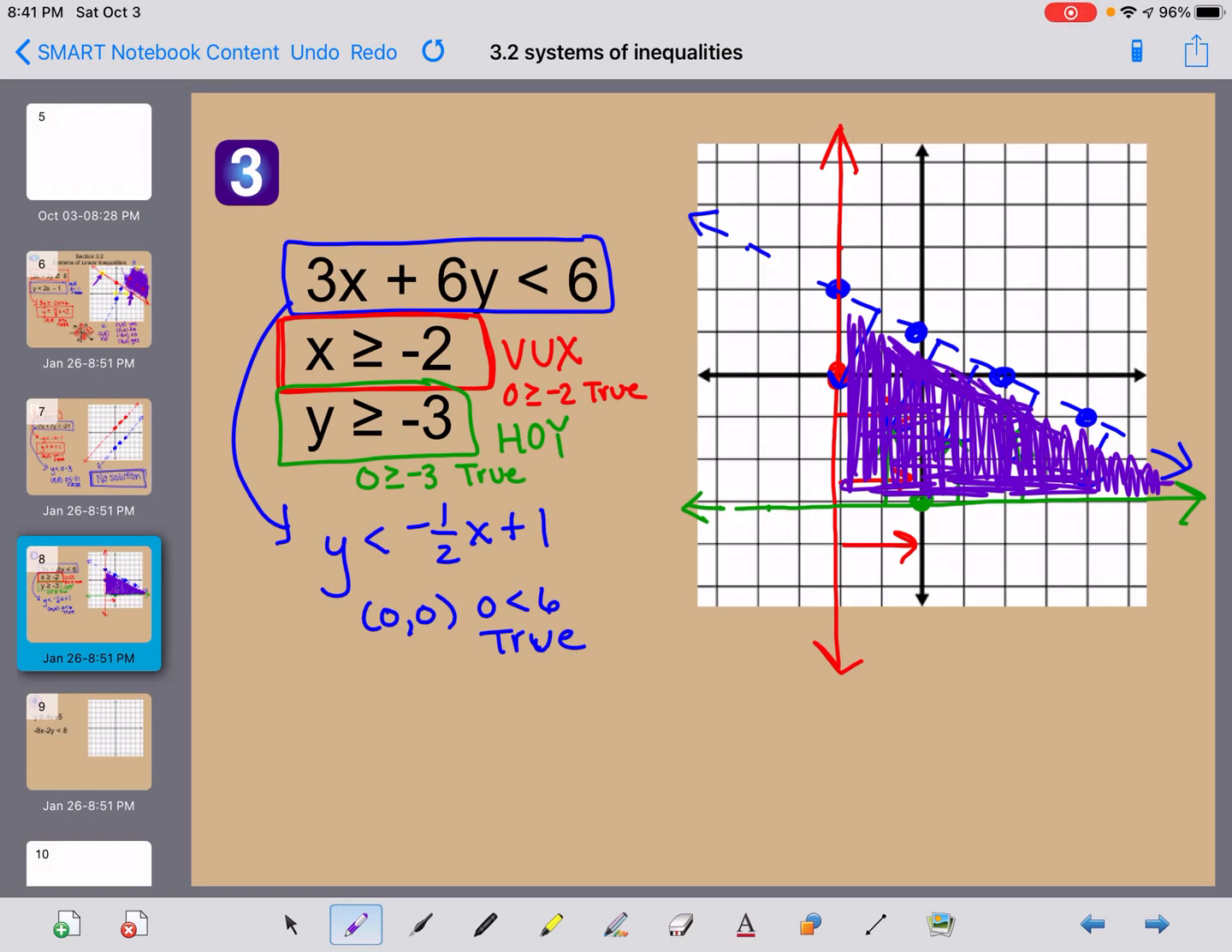All right, so we are going to build off of this example tomorrow and talk about finding the vertices of that triangle. So if you want to try to find those vertices now, you can. We'll build off of that.